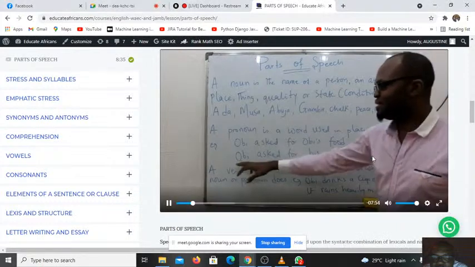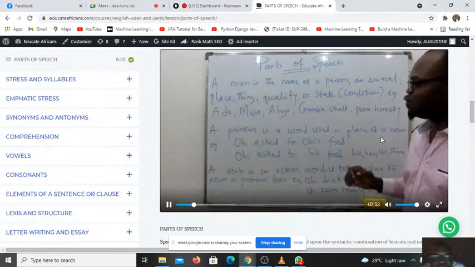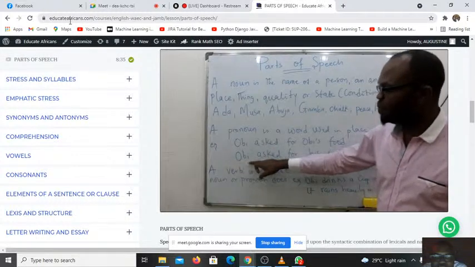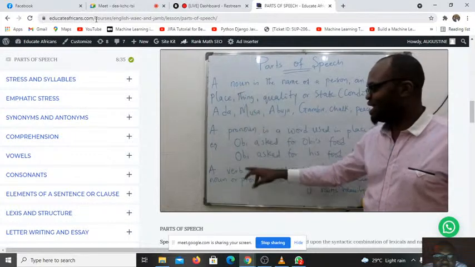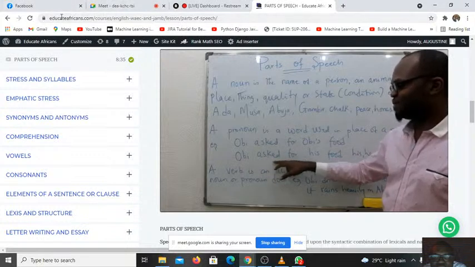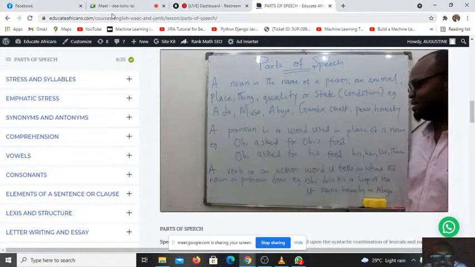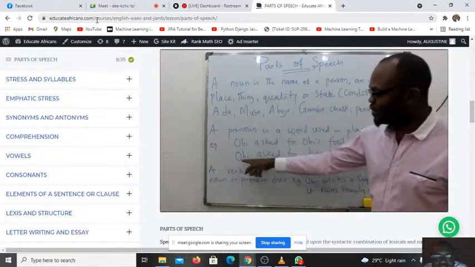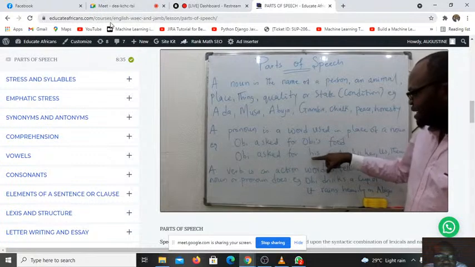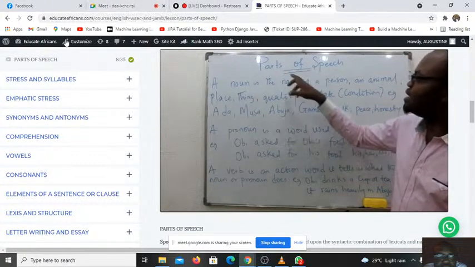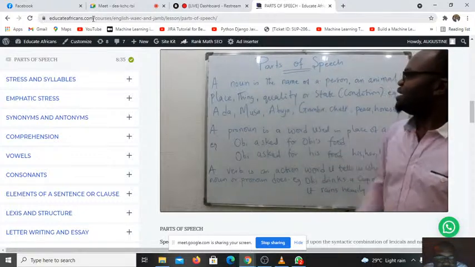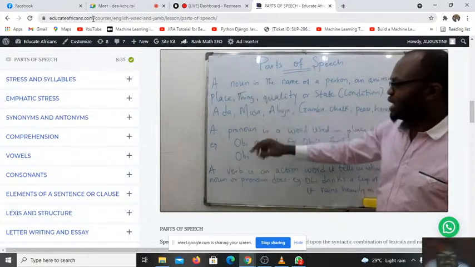Today we are starting with English language, and we are starting with parts of speech. The platform we are using to learn is educateafricans.com. Can you see educateafricans.com? Can you see my cursor? Justina, are you looking at my screen? Yes. Can you see where my hand is? Educateafricans.com. Good. So that is the platform we are using to learn.